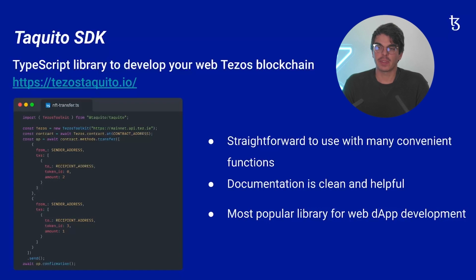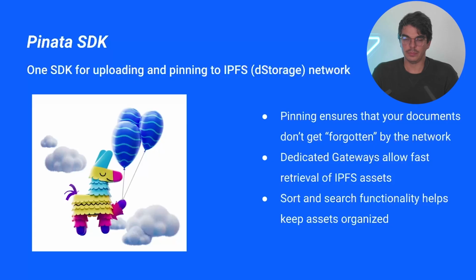Next up is Taquito, and as you may remember from the slide where we had the architectural overview, Taquito is the SDK that we're going to use when we want to submit operations to the blockchain, to a specific blockchain node. It's written in TypeScript. It's really straightforward, the documentation is really clean and helpful, and it is the most popular library for doing this in the Tezos ecosystem. And finally, Pinata. Pinata is the SDK that we'll be using for uploading and pinning files to our distributed file storage network, which is called IPFS.